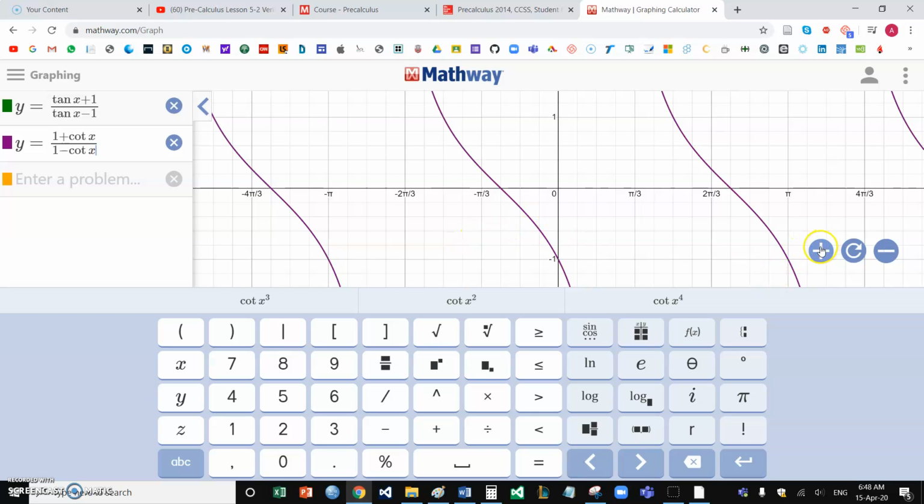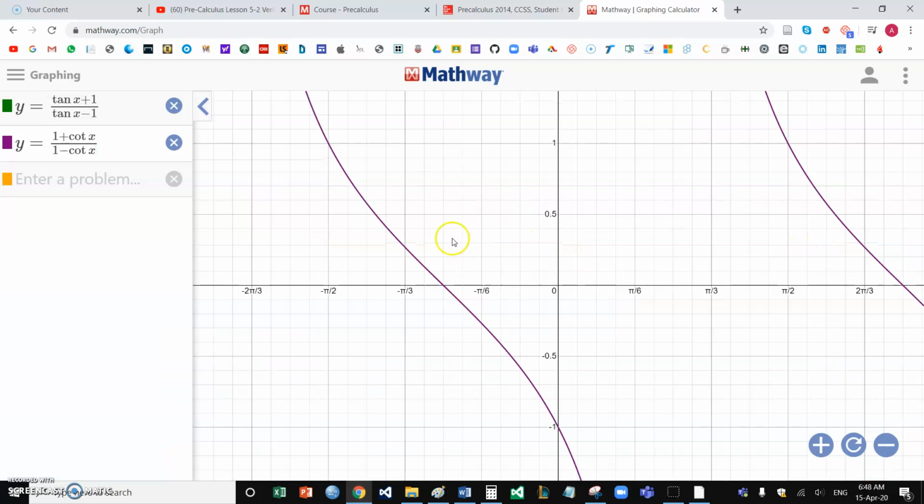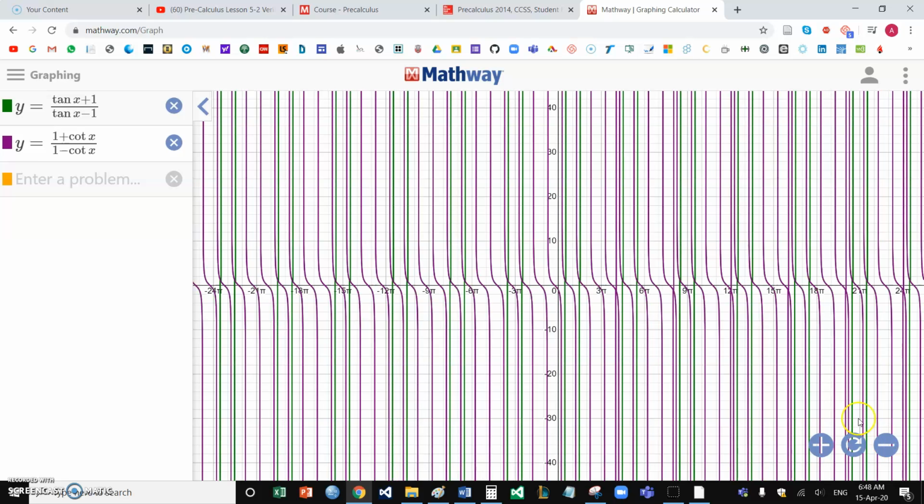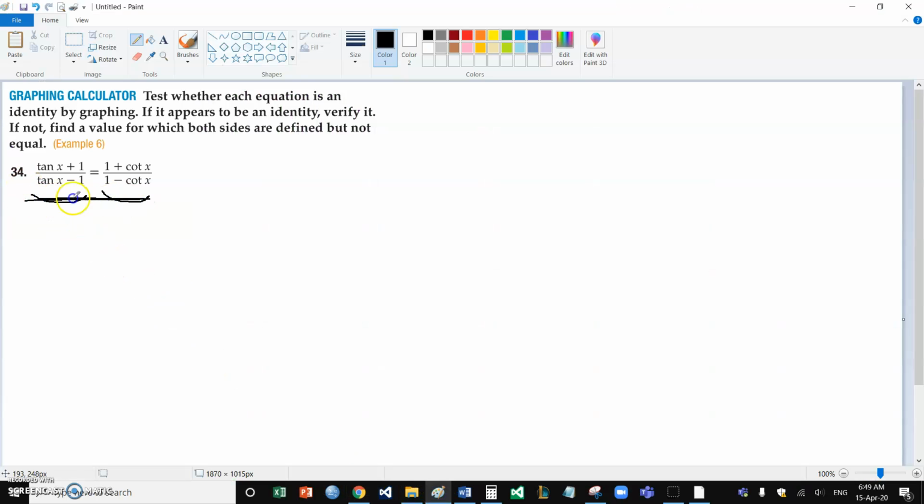Now it appears that both graphs are the same, but don't be fooled by that. Let's make sure we look at the big picture. Now the second graph appears. One of them is purple, the other is green, as we see by these two colors. That tells us that both graphs are not the same, which means this is not an identity.